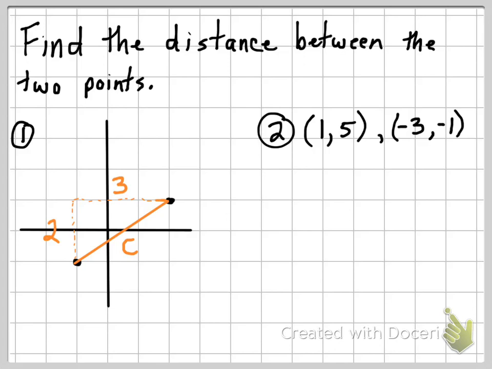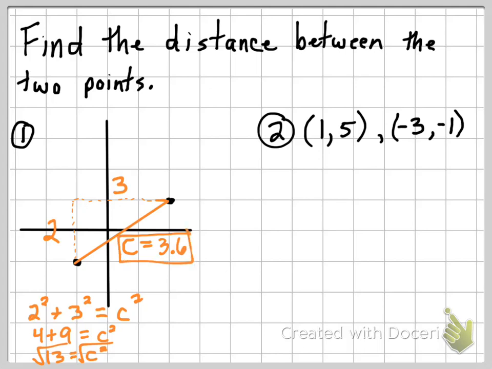Well, that looks like the problems we just finished doing. I have A, I have B, I'm looking for C. So I can use Pythagorean theorem. A squared plus B squared equals C squared. So that gives me 4 plus 9 equals C squared. So C squared equals 13. If I take the square root of both sides, I get that C equals 3.6. So the distance between these 2 points is 3.6. And all I used was the Pythagorean theorem.